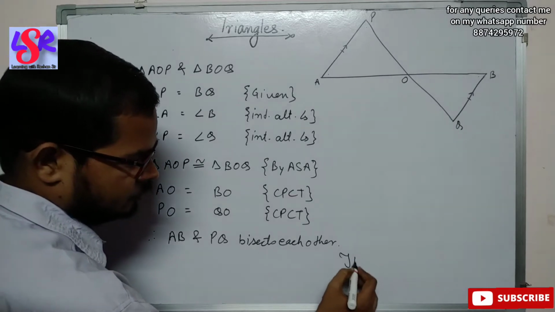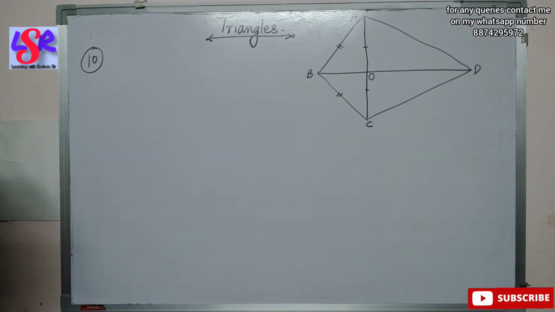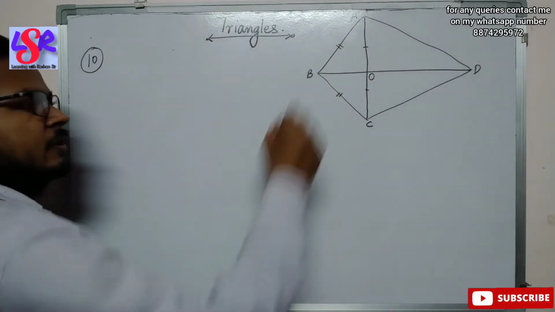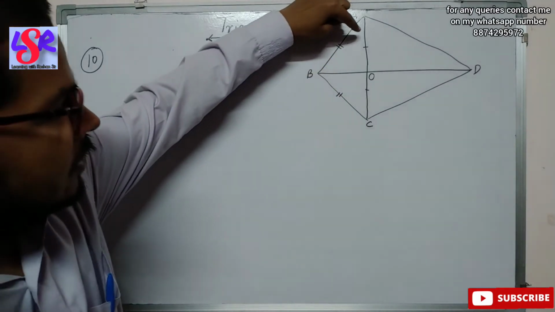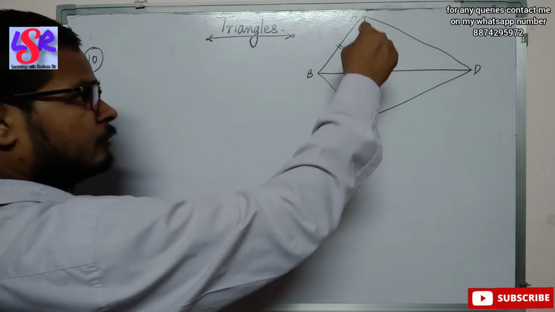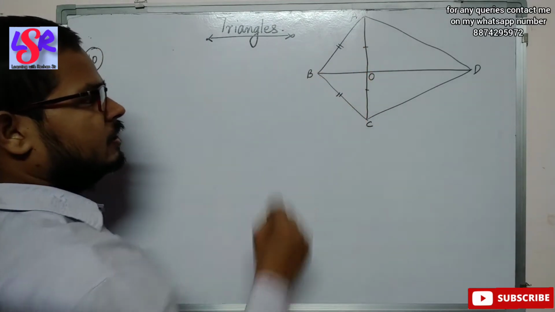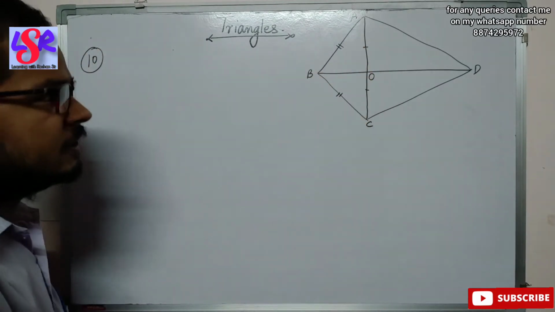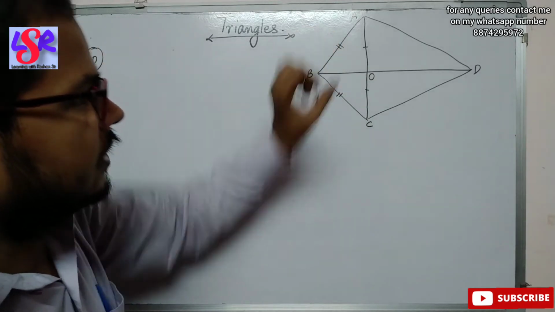Hence, proved. Now let's see question number 10. Here in this question we have this figure, and in this figure we have been given AO equals CO and AB equals BC. Now we have to prove this angle AOB is 90 degrees. For this, first of all, we have to prove these two triangles congruent.